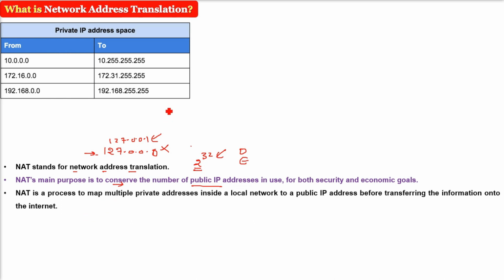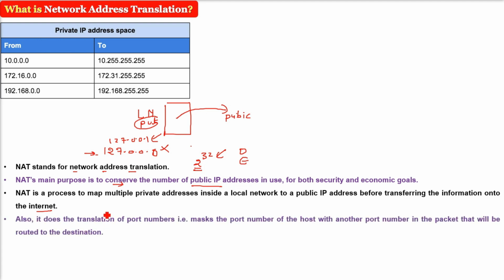So NAT is a process, a method. Here we have a local network with private IP addresses. NAT is a process to map multiple private addresses inside a local network to a public IP address. This public IP address can be used on the internet. And this is how we transfer the information onto the internet, because a private network host cannot connect to the internet directly. They have to have a translation.